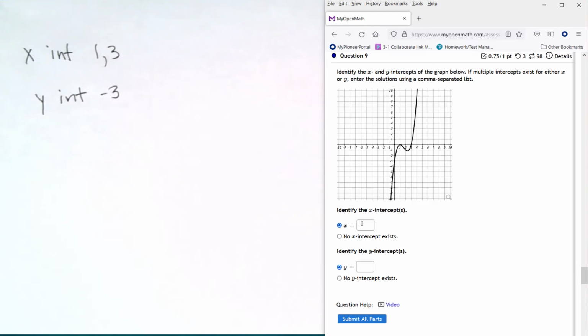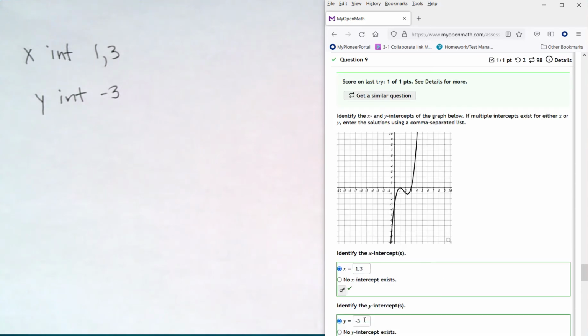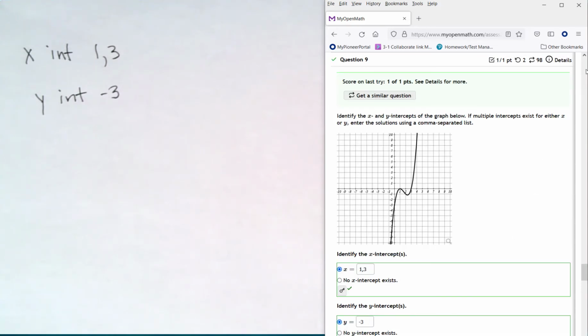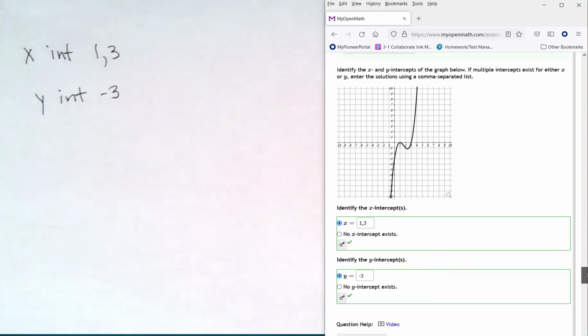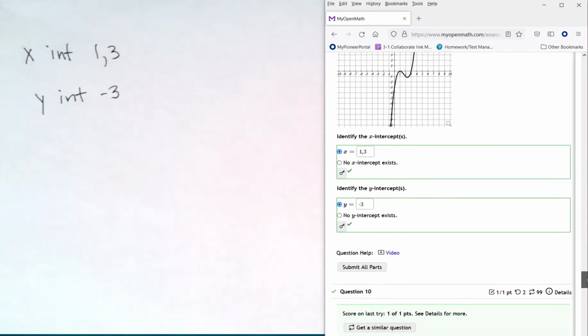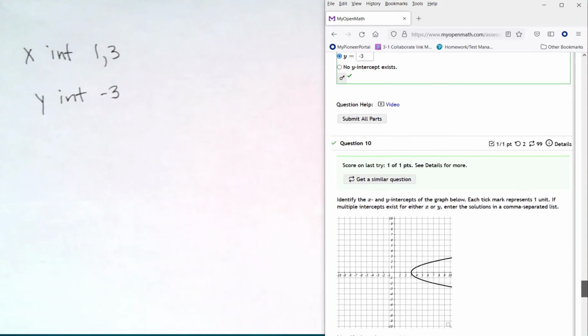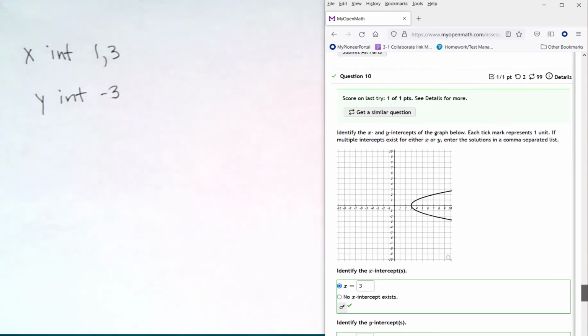So my x-intercepts, 1, 3. My y-intercept, -3. And submit. So, and that is the kind of question I have on your first test, just to find the intercepts from the picture. So if you don't have your graphing calculator yet, that's okay.